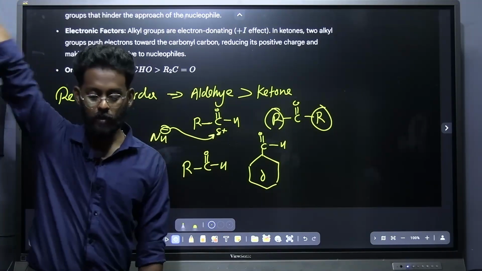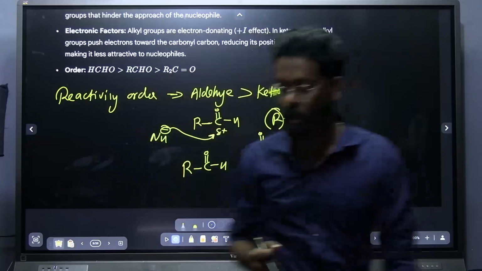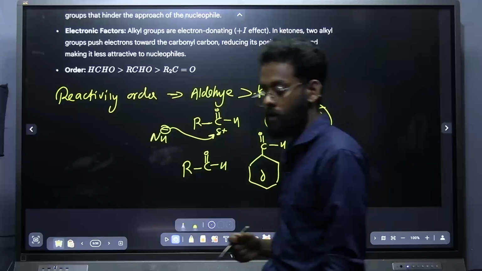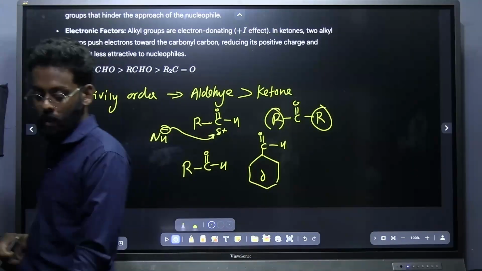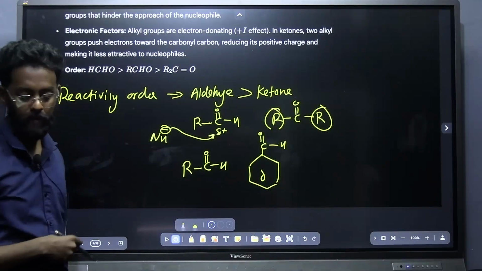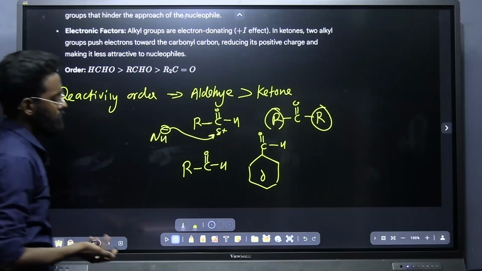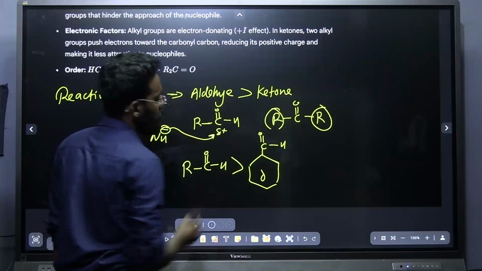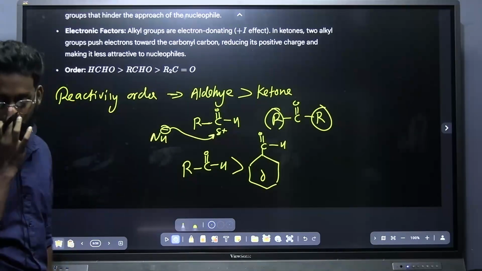Benzaldehyde is more reactive. Are you sure, Sangeeta? Anybody else have a different opinion? Aldehyde is more reactive. Kiran is saying aldehyde. Anyone else have a different opinion? Okay, yeah, whatever you said, that is correct. Why is aldehyde more reactive than benzaldehyde? What is the reason behind it? Anybody have an idea?